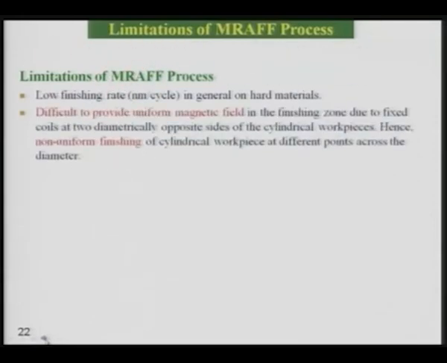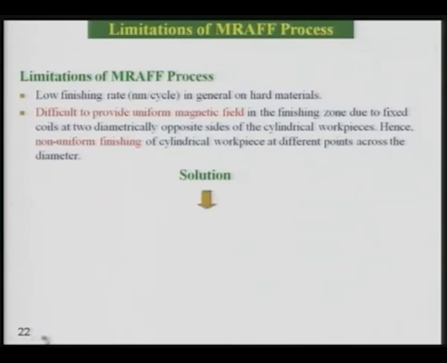It is difficult to provide a uniform magnetic field in the finishing zone due to fixed coils at two diametrically opposite sides of cylindrical workpieces. Hence, non-uniform finishing of the cylindrical workpiece at different points across the diameter will take place, which is again not desirable. So the question is, what is the solution to resolve these problems?